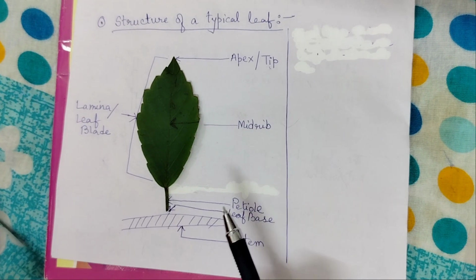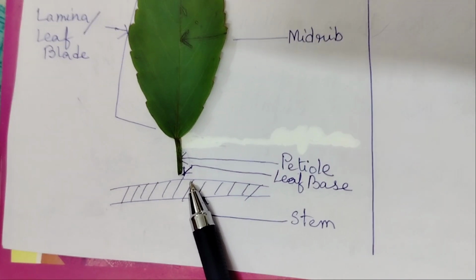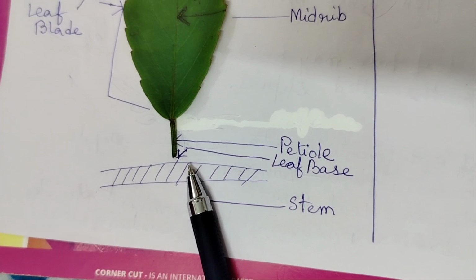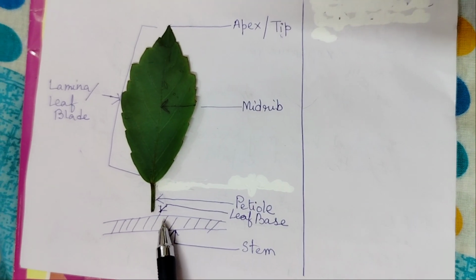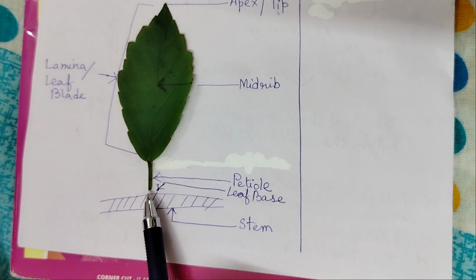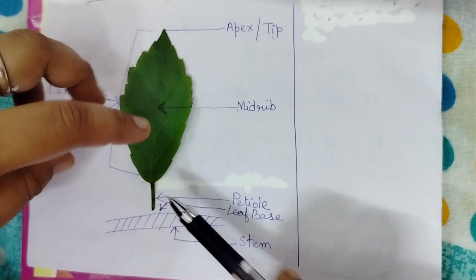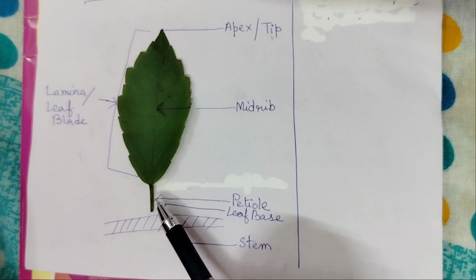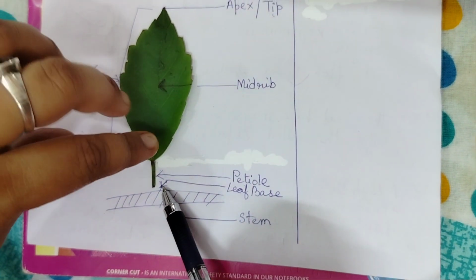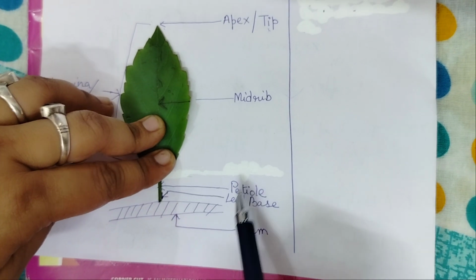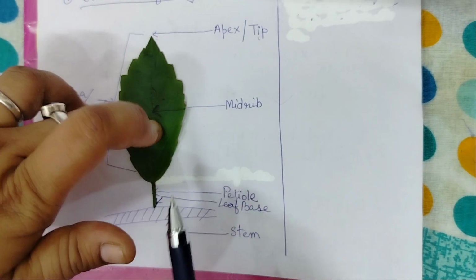So next, come to know about leaf base. What is leaf base? It is a very important thing. It is the point of attachment of the petiole with the stem. So sometimes a question can come: what is the point of attachment of the petiole with the stem? This is leaf base. Leaf base is the point of attachment of the petiole with the stem. So these all are the parts of a typical leaf.